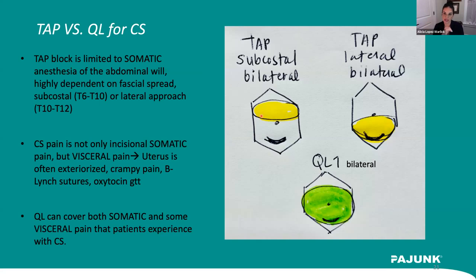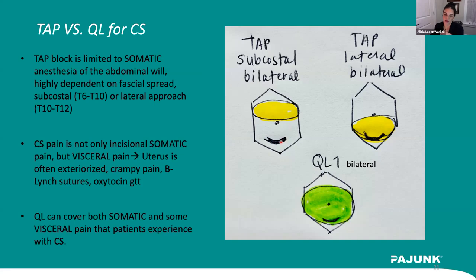That's the somatic pain that the patients are going to feel. This is highly dependent on the fascial spread amongst these planes. So if you were to place a TAP subcostal block here, 2 TAP subcostal blocks will give you an analgesic pattern like this on the anterior abdominal wall.